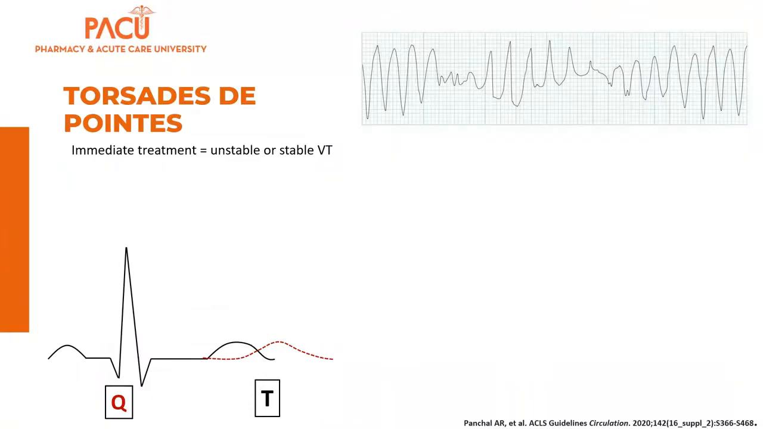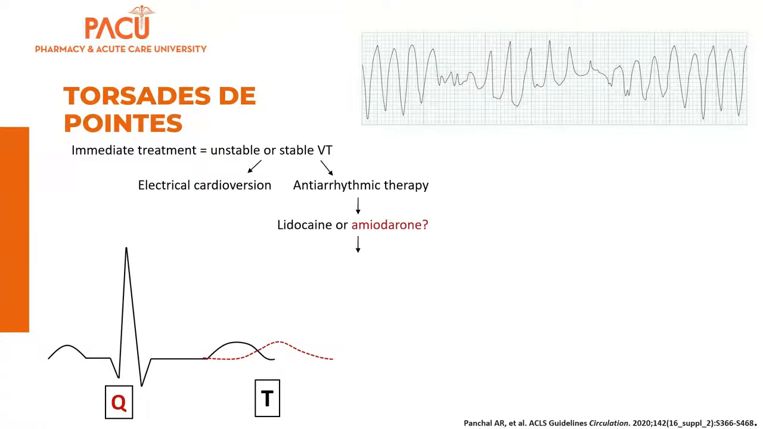So with any case of torsades, we want to determine first if it's stable or unstable. That is, if the patient is maintaining their blood pressure, it's stable, otherwise unstable. So for any unstable arrhythmia, we want to immediately electrically cardiovert the patient. If they are stable, we can administer antiarrhythmic therapy. For antiarrhythmic therapy, most recommend lidocaine because lidocaine doesn't further prolong the QT. Amiodarone's probably a suitable agent also, really, but only in theory. It may not be the best.